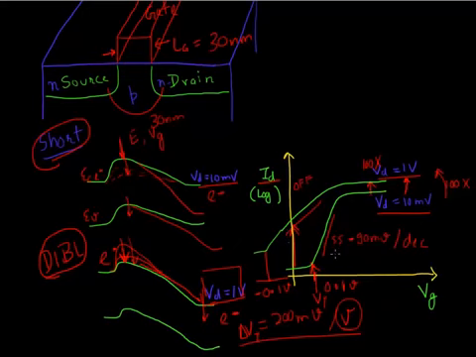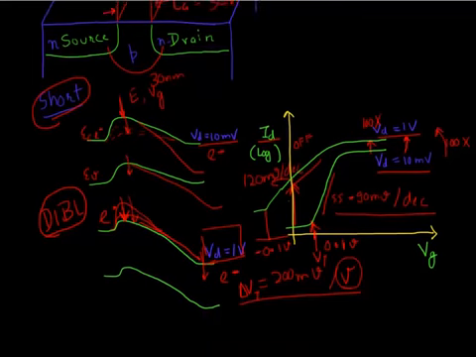Initially you needed 90 millivolts to increase your on current by 1 decade. Now your subthreshold swing has correspondingly degraded, let's say to 120 millivolts per decade.